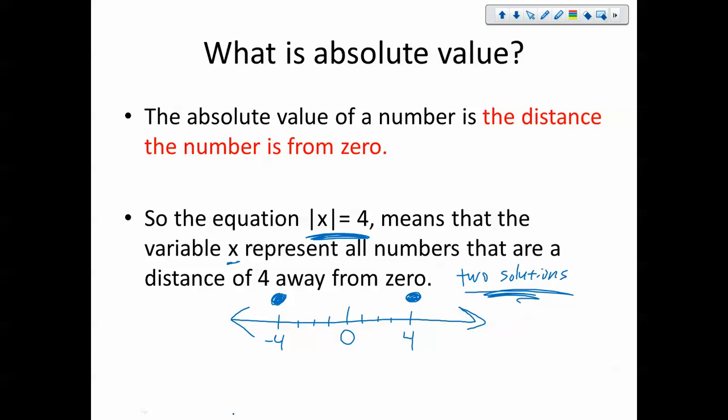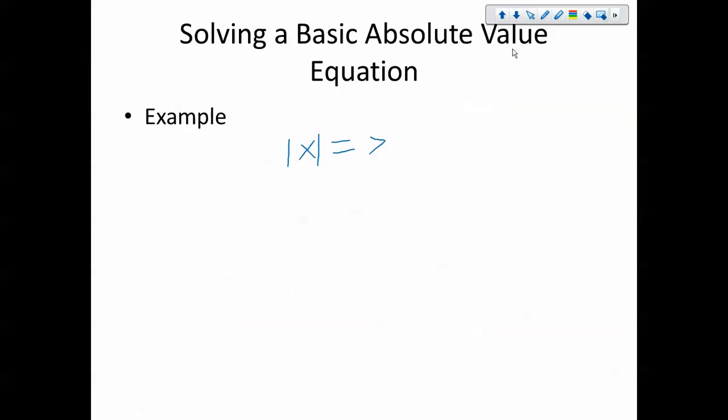So let's solve the first one here. And the first one's going to be a very simple equation. Absolute value of x equals 7. Algebraically, what we're going to do, we know that we have two solutions, one that goes to negative 7 and one that goes to positive 7. So what we kind of do is split it into two. One of these is the same as what we have over here, and one of them is different.